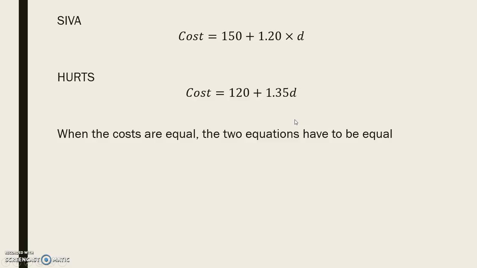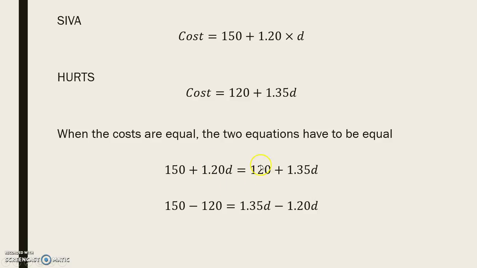Now, because the costs we want are equal, we make the equations equal. So we actually have these. Now, as we did before, we have more groups of d on the right. It's a larger number in front of the d. So we're going to group our d's on the right hand side and our constants on the left. So we take the 120 to the left, so it's minus, and we minus the $1.20 d on the right. Simplify by grouping like terms, we get 30 equals 0.15 d.